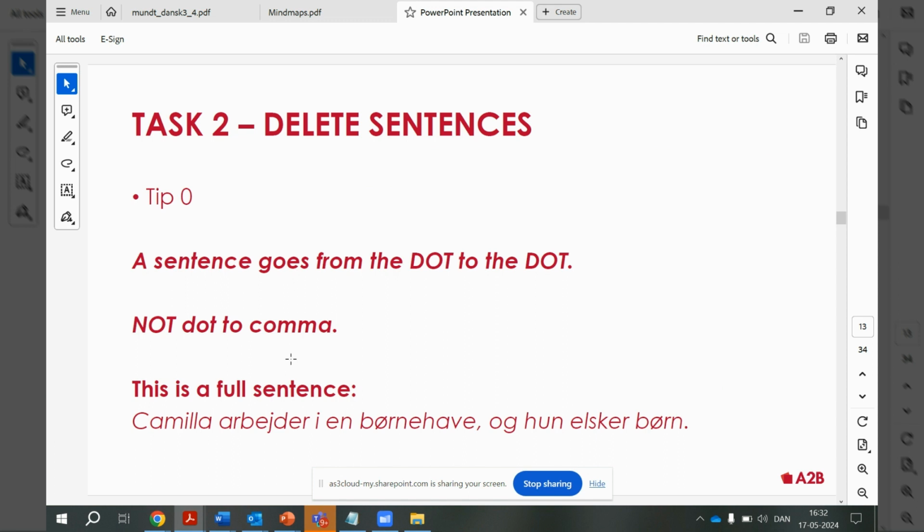A sentence goes from the dot to the dot, not the dot to the comma. So here's an example of a full sentence. Camilla arbejder i en børnehave, og hun elsker børn.